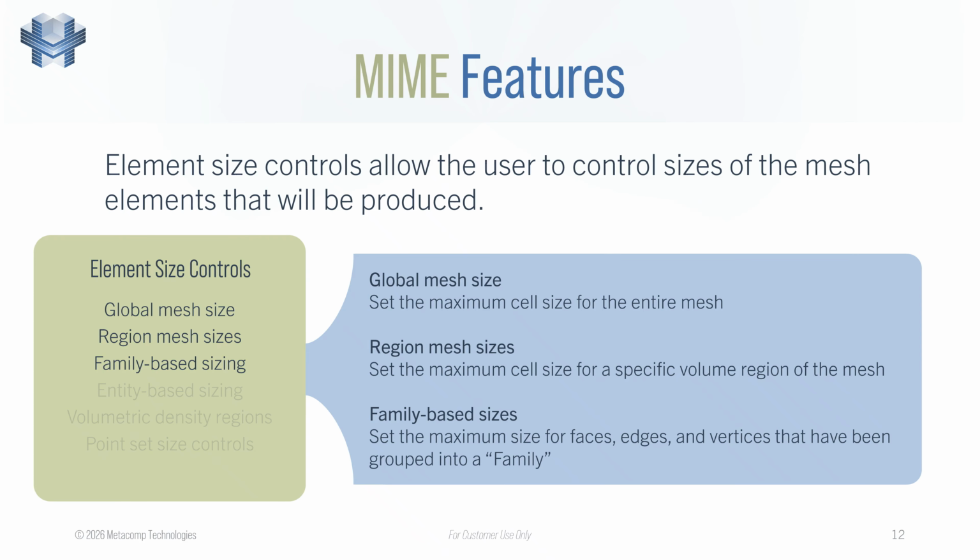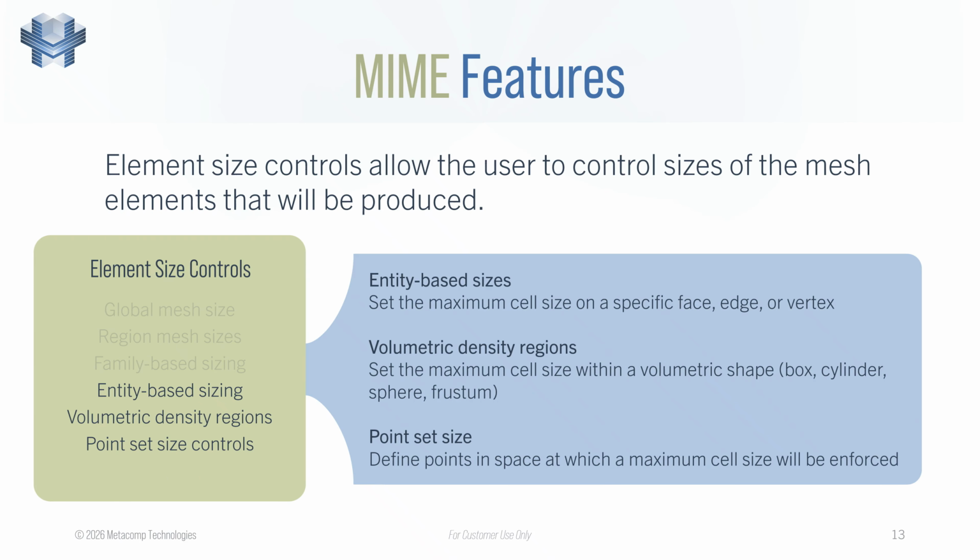Paramount to the process of generating a mesh is the selection of the mesh cell sizes. It is important for users to select mesh cell sizes that are appropriate to resolve the important physical phenomena of the problem at hand. MIME provides a variety of methods for setting the mesh sizes, including global mesh size controls, region-based mesh size controls, and family-based mesh size controls. Additionally, MIME provides entity-based sizing and point set size controls, wherein a mesh size can be specified for each of the geometric entities that define the model or at specific points within the volume of the model.